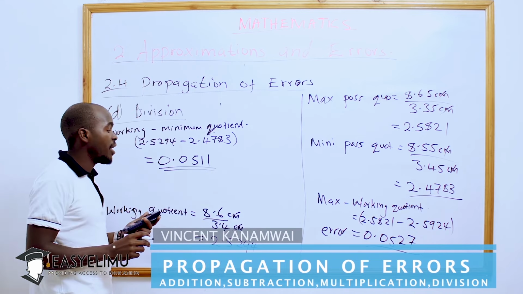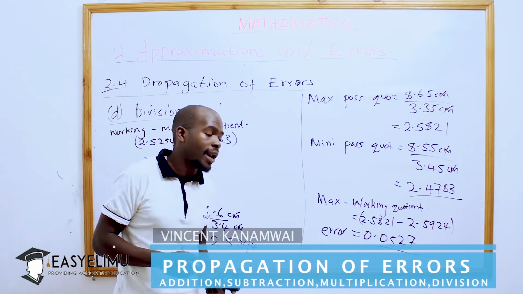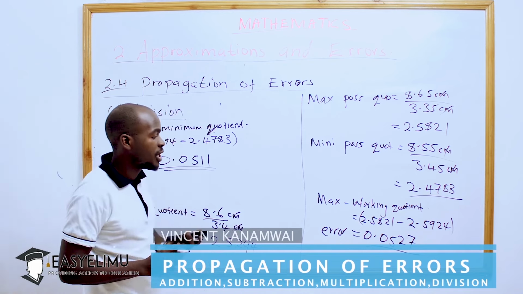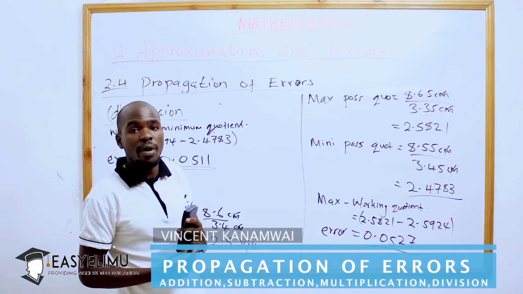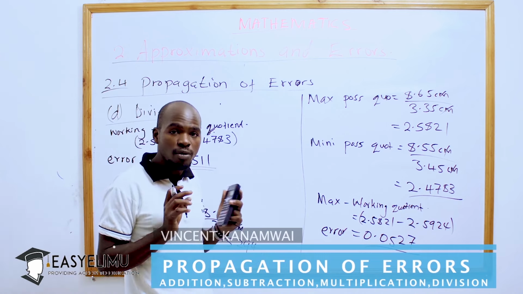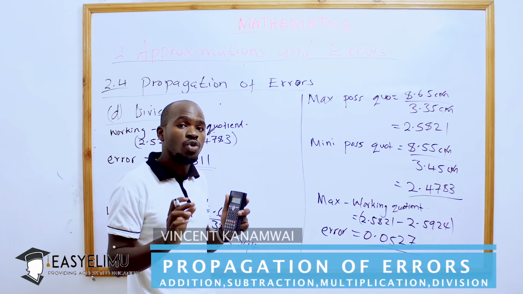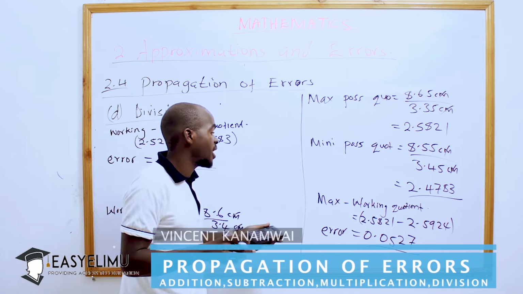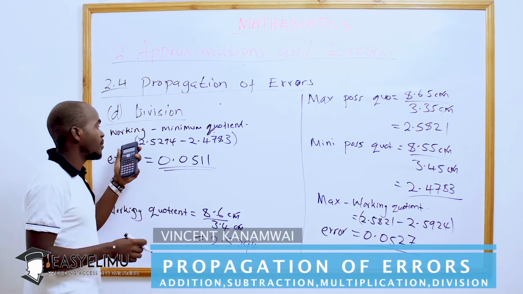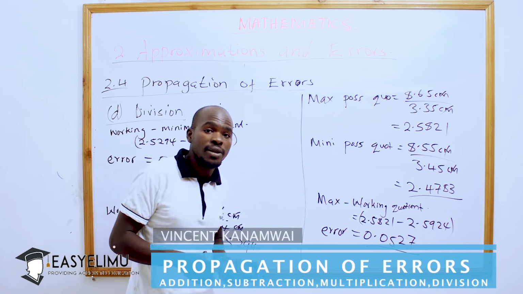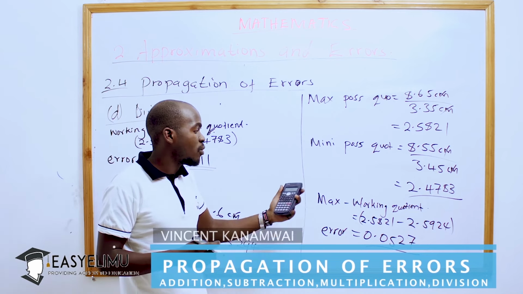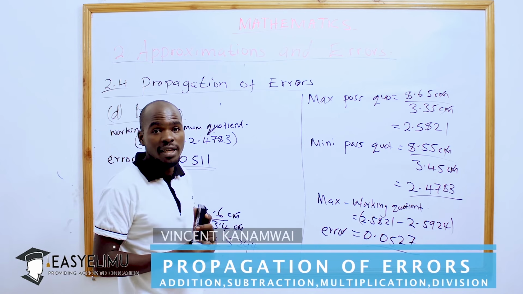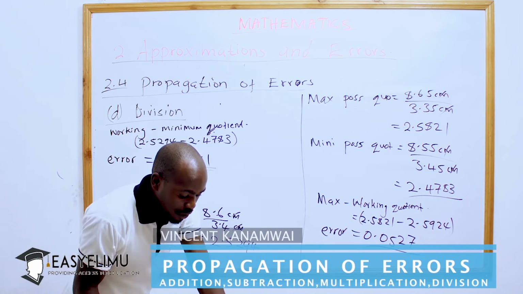So what we do here, we shall sum the two errors, the error obtained from working and minimum quotient, and the error obtained from maximum and working quotient, and then we divide by 2 to get the absolute error. Or we can just go by the shortcut of taking the maximum quotient minus the minimum quotient, and then we divide by 2, and we shall get the same answer for this case.